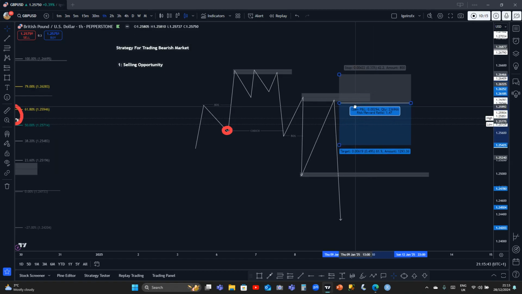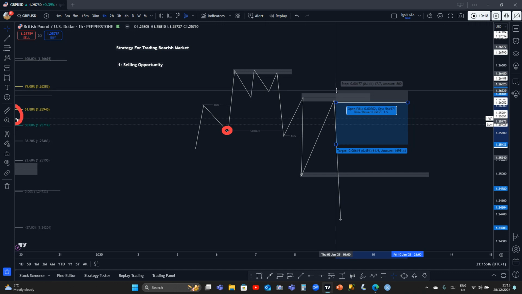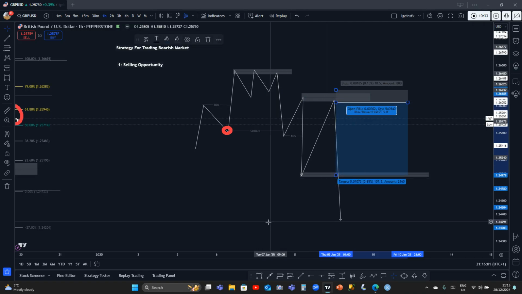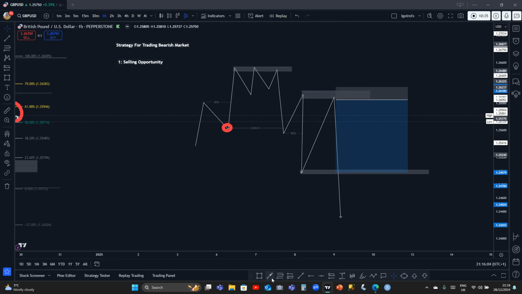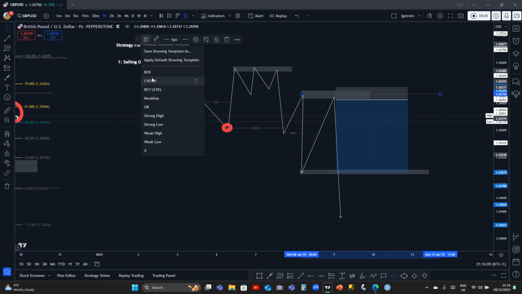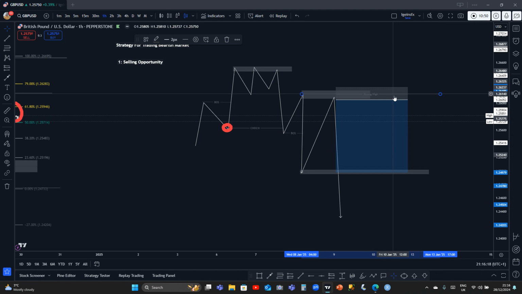You just place your sell tool here. You place your SL above structure, then target the weak high, because this place here is a strong high. No matter what price does, it will not take out this high. Once it takes out this high, remember what I said? That means the trend has changed.